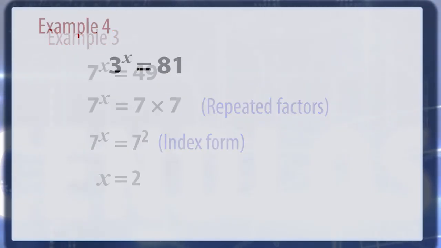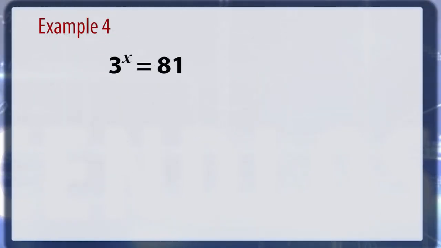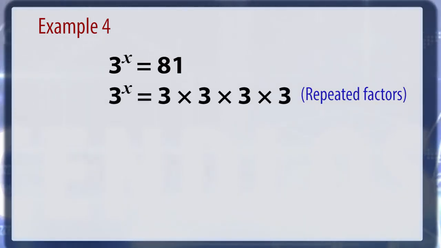The next example says 3 raised to the power x is equal to 81. So x, which is what we want, is an exponent. So let's try and write the bases to be equal. So write 81 as a number to base 3. We know that 81 is 3 times 3 times 3 times 3. So that is 3 raised to the power 4.